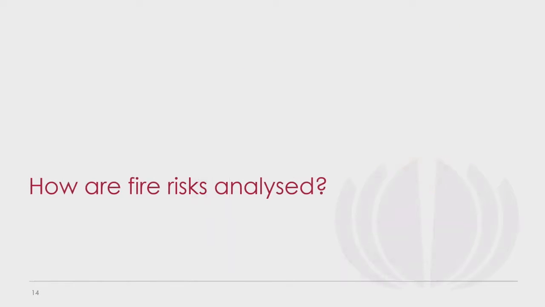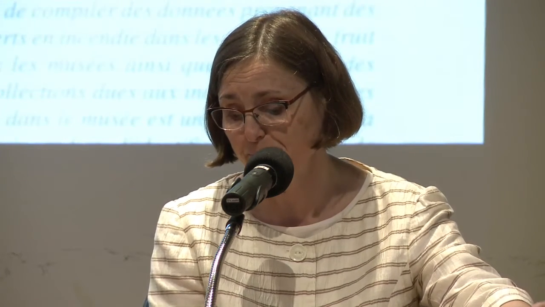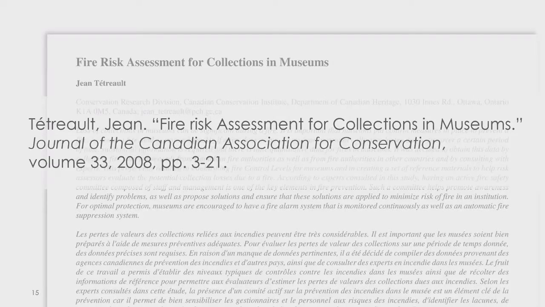But how do we analyze in particular fire risks using this approach so that we can characterize the relative magnitude of fire risks in museums or heritage assets? At CCI, as you've already heard, we use a control level approach to predict the frequency and spread of fires in a particular heritage institution, following the method that was published by CCI's Jean Tétrault in the Journal of the Canadian Association for Conservation of Cultural Property in 2008. And this paper is available freely online on the CAC's website.